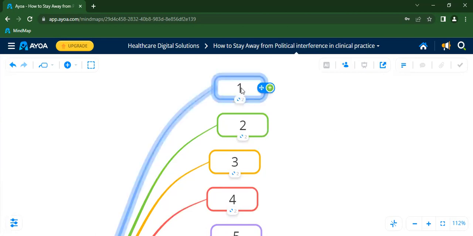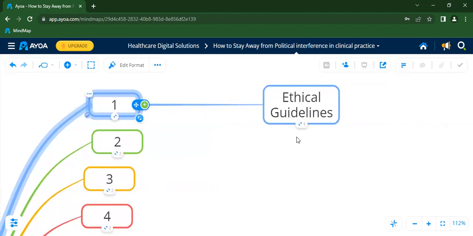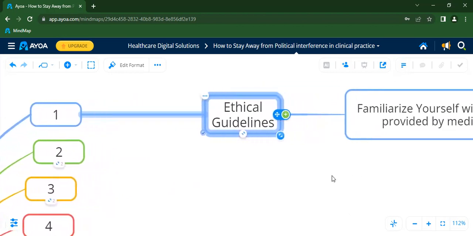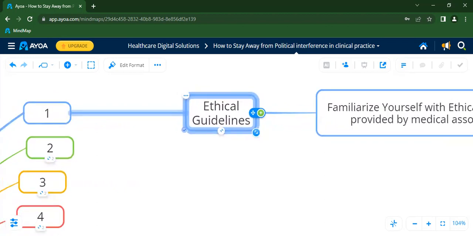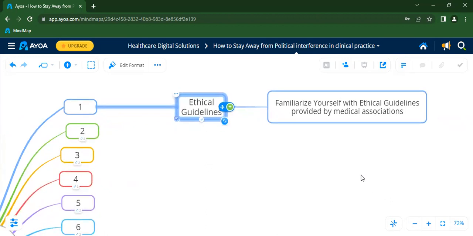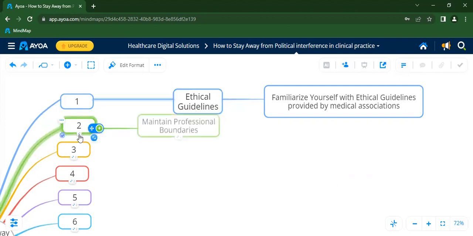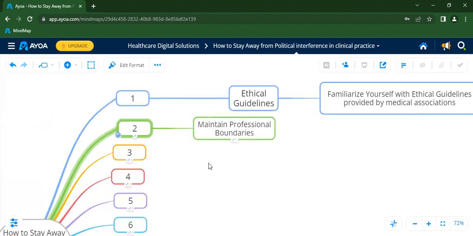So the very first thing that you can do is that you need to follow the ethical guidelines, because if you are not following ethical guidelines, you are more likely to get trapped by or threatened by these political people. So you have to familiarize yourself with various ethical guidelines provided by medical associations. It can be a national level medical association or maybe even your local level associations, because their support and their guidance is always needed.